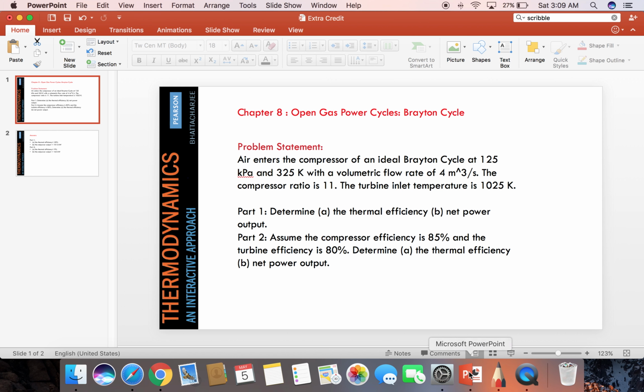Now let's look at part 2. Part 2 says to assume the compressor efficiency is 85% and the turbine efficiency is 80%. What this means is that we're actually dealing with an actual Brayton cycle, and so the TS diagram will look a little bit different. Let's start solving for this.